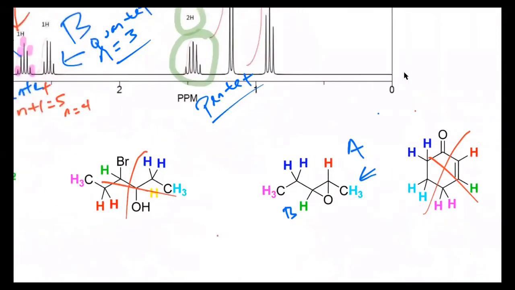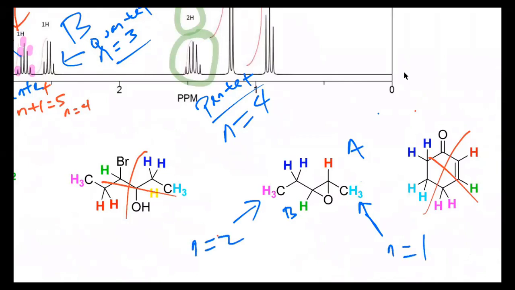So what are my choices? It has 4 neighbors. N equals 4. So if we look at the CH3 here, how many neighbors does that have? How many hydrogens are on the carbon bonded to it on the other side? 2. What about this CH3? How many neighbors does it have? 1. Right? So for this one, N equals 2. For this one, N equals 1.